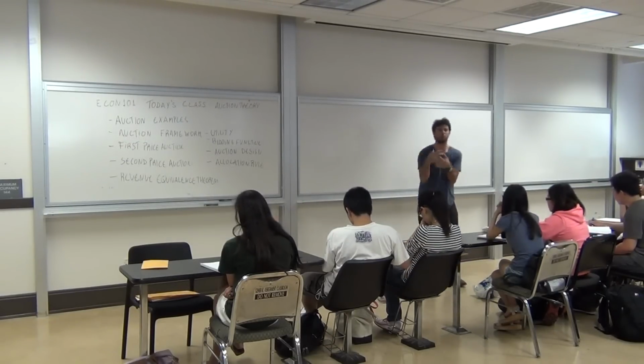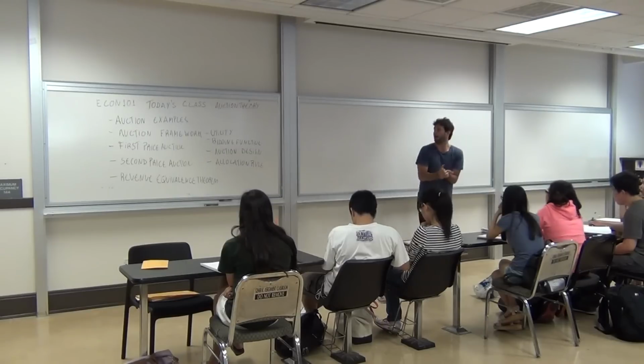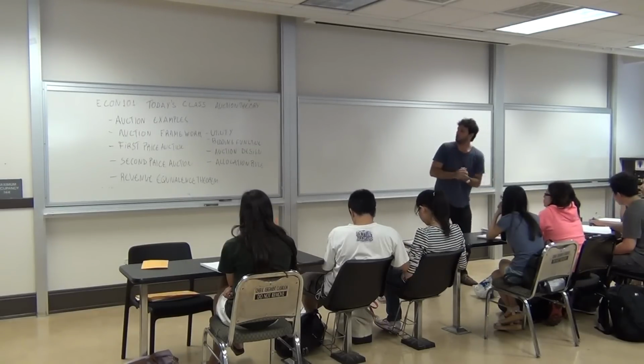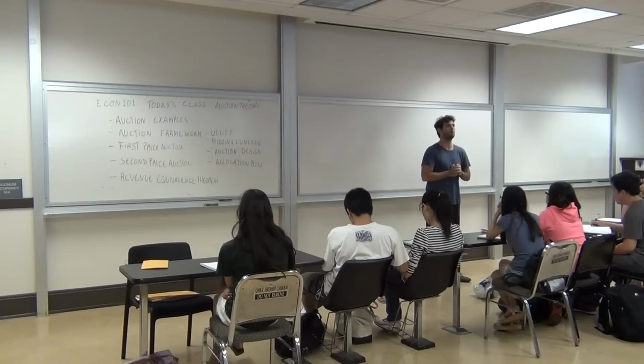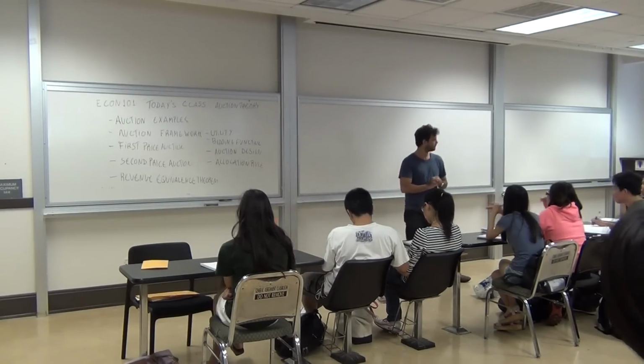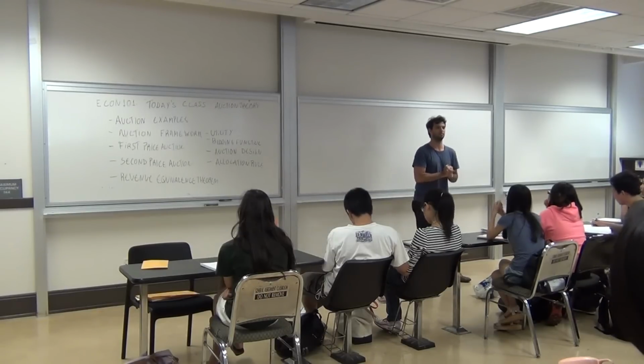We have these two examples, and then we can talk a bit about auctions. I'm going to talk about the auction framework. Then we're going to see two kinds of auctions, the first price auction and the second price auction. And then I'm going to talk about the revenue equivalence theorem. It's a benchmark in this subject. Any questions?